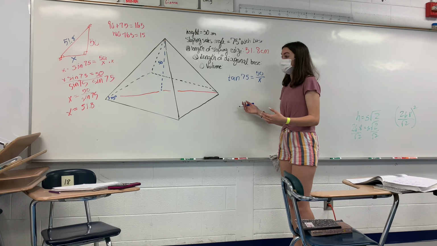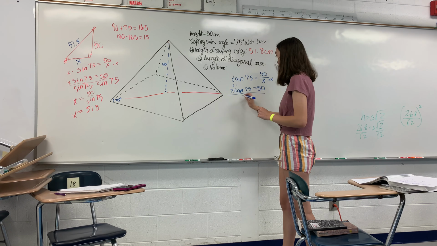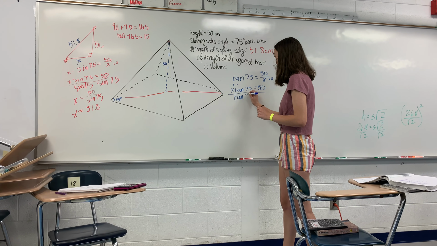Again, as we did before, we have to get the x by itself, so we multiply both sides by that x. We get x tan of 75 equals 50. Then we divide both sides by the tangent of 75.